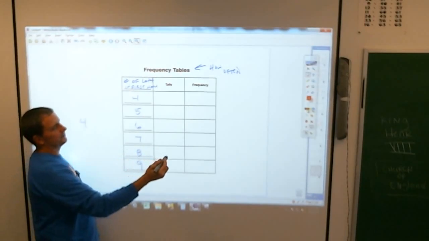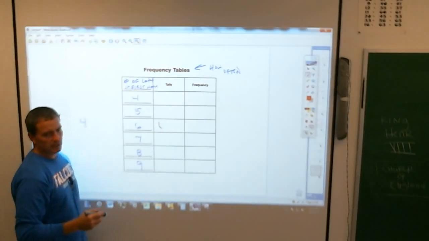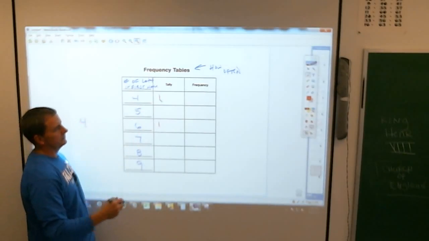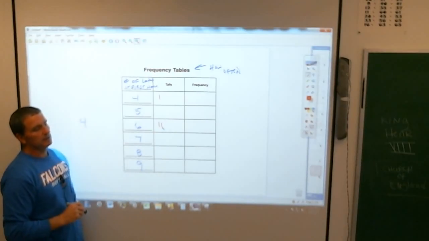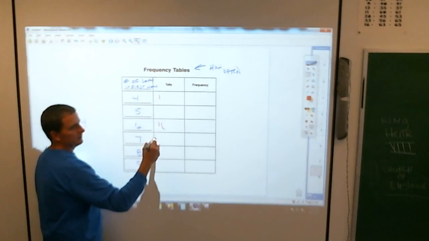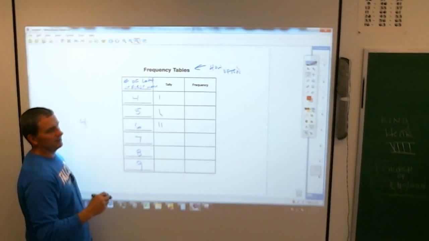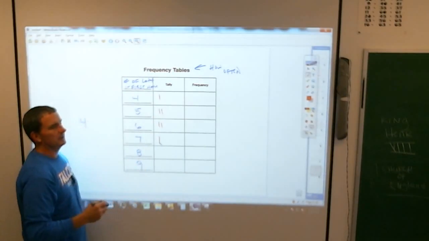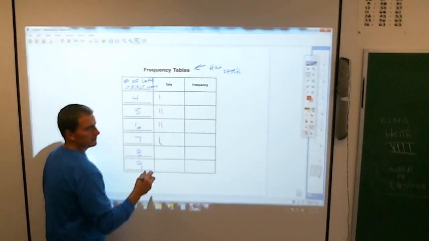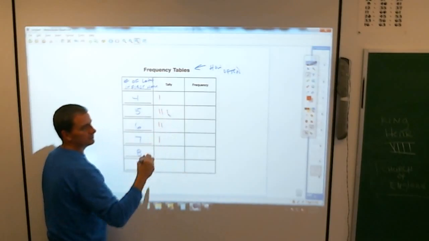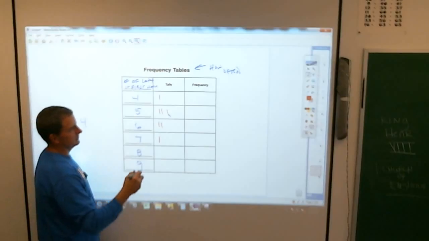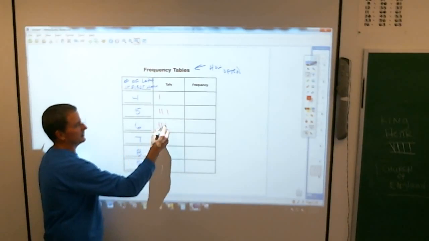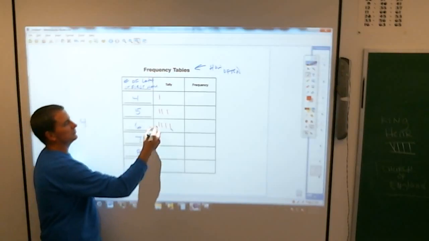Gianna, how many are yours? 6. So we put a little tally mark there. John? 4. Figure that one out. Grace? 5. That's what I got. Chase? 5. Madison? 7. Riley? 5. Layton? 6. Lauren? 6. Connor? 6.